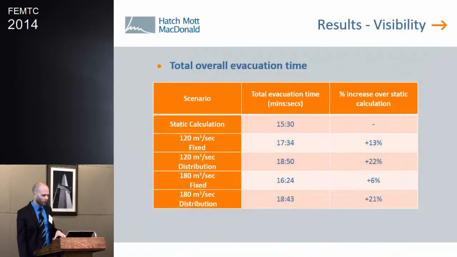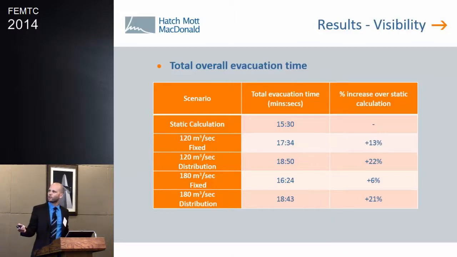So this then, I think, actually answers really the question as to why you would bother doing CFD and then pedestrian analysis on essentially what is a straight tunnel. So we did a static calculation, just a hand calculation. You can work out, you've got the walking speeds. And we came up with a figure of about 15 minutes, 30 seconds.